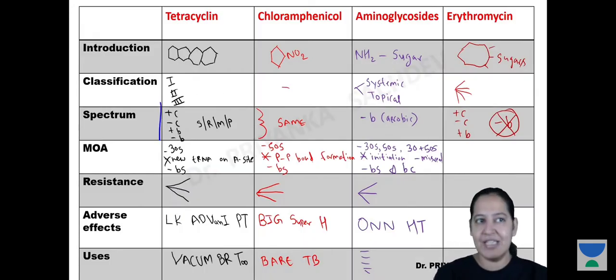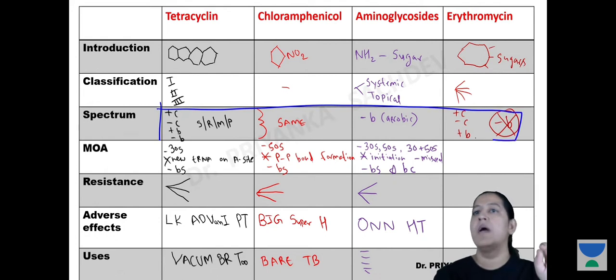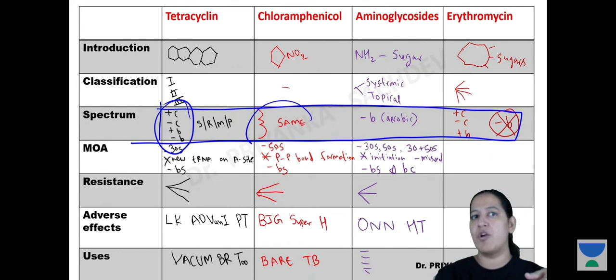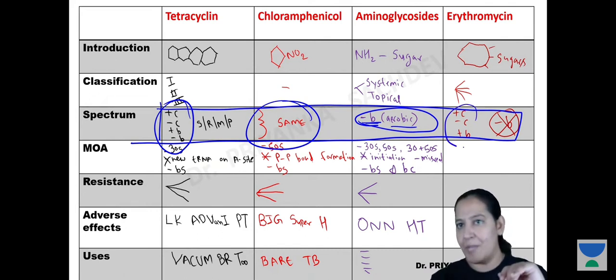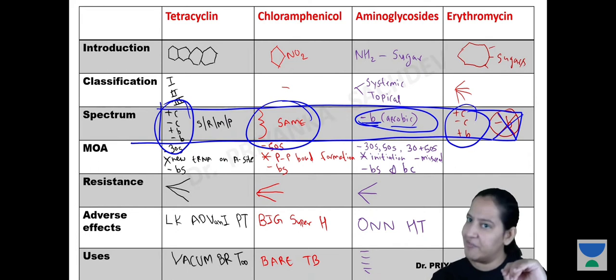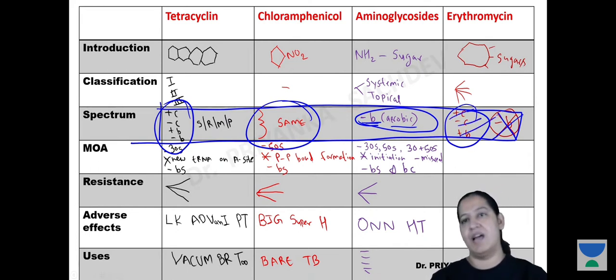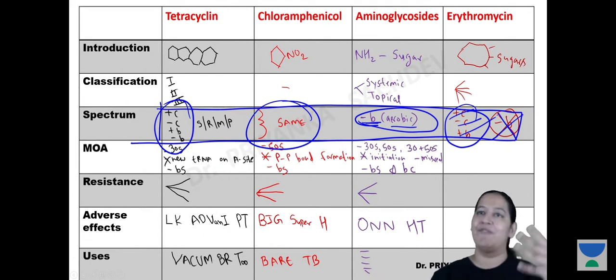Compare the spectrum. I advise you, many MCQs are on spectrum. See the spectrum of tetracycline, all 4 are there. See the spectrum of chloramphenicol, all 4 are there. See the spectrum of aminoglycoside, only gram negative aerobic bacilli are there. And see the spectrum of erythromycin, instead of gram negative bacilli, rest 3 are there: gram positive cocci, gram negative cocci, and gram positive bacilli. I hope you liked it. Give me a thumbs up if you like it.